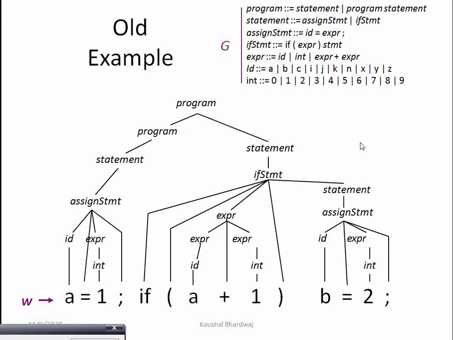For a given string, if we are not able to derive it using this parse tree, in that case we will say this string is not acceptable.